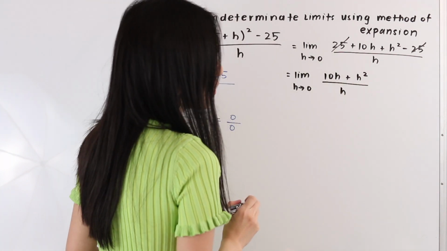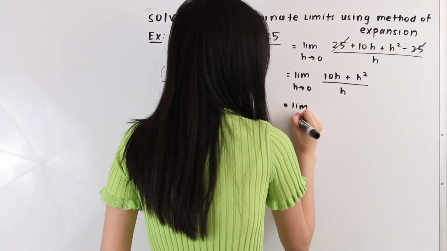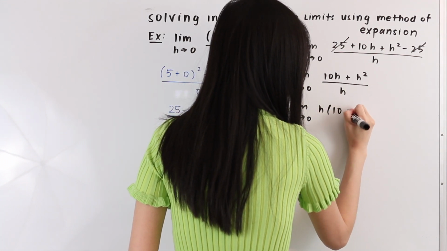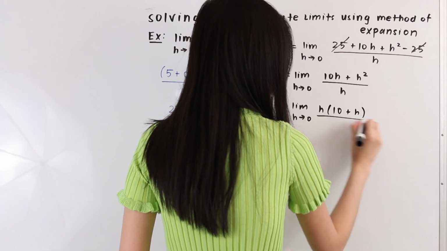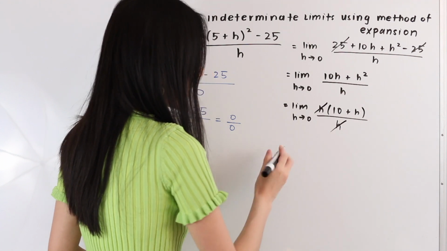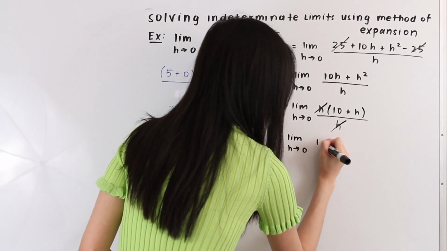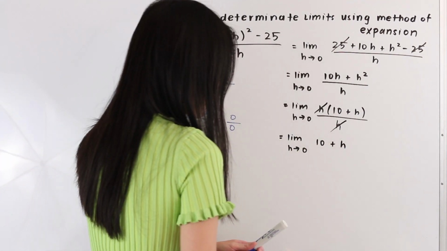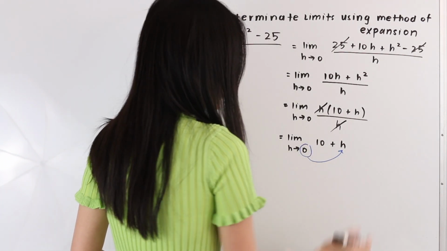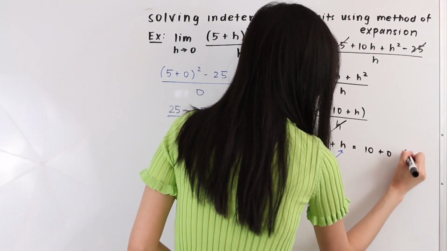And we can see here that we could factor out an h in the numerator, and so doing that we have the limit as h approaches 0 of h times the quantity (10 plus h), and this is all over h. And from here we can see that these two h's cancel out, and we are left with the limit as h approaches 0 of 10 plus h. And from here we can now go ahead and plug this value in for h. And when we do that, we see that we get 10 plus 0, which is equal to 10.